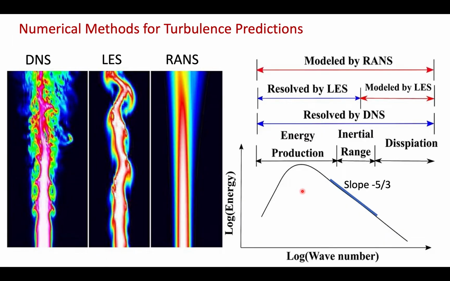So now let me briefly talk about the three methods that we have for turbulence prediction. We talked about DNS, direct numerical simulation. We talked about large eddy simulation. We also have another technique known as Reynolds averaged Navier-Stokes equation, or RANS, which is at the other end of the spectrum for solving turbulence. Let's see what is the difference between them. In the DNS, we resolve and solve all the ranges of energy, from energy production, inertial range, and dissipation range. So we have very highly detailed information about turbulence, as you see here.